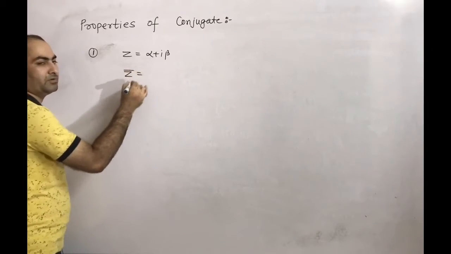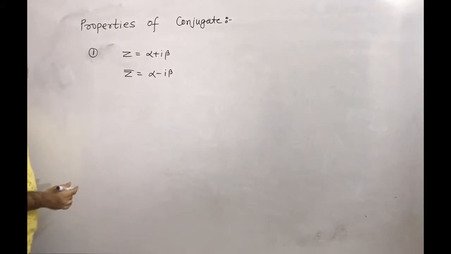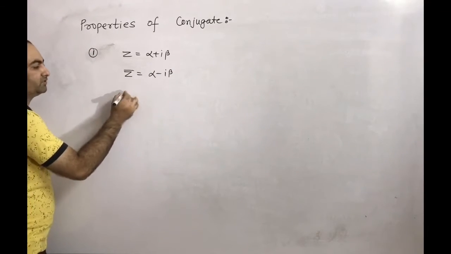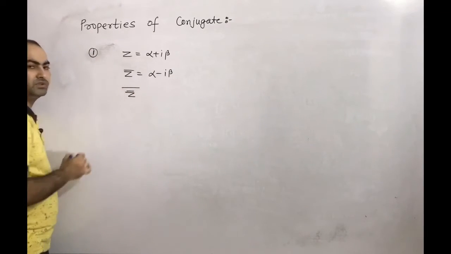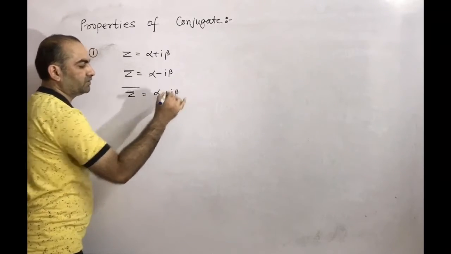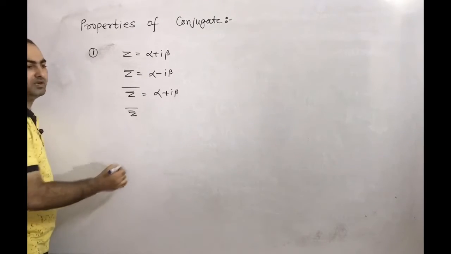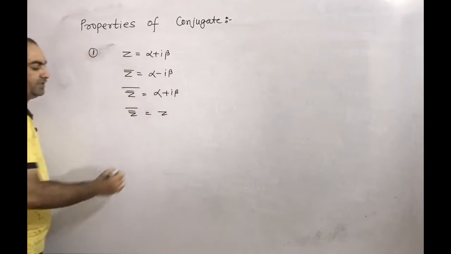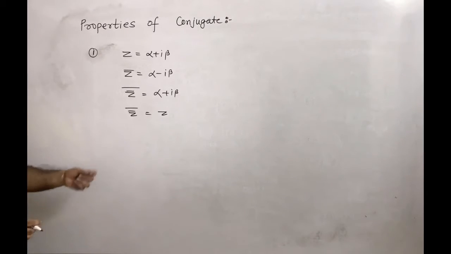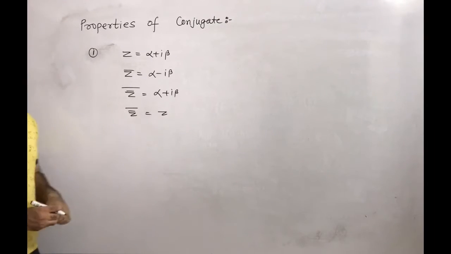So z bar will be alpha minus iota beta. Now again if we take the conjugate of this one, z bar conjugate, what will come? Alpha plus iota beta. So from here we can say that z bar, again bar, is nothing but z. Okay, so if we take the bar of any complex number and again take the bar, we'll get z. So this is property number 1.